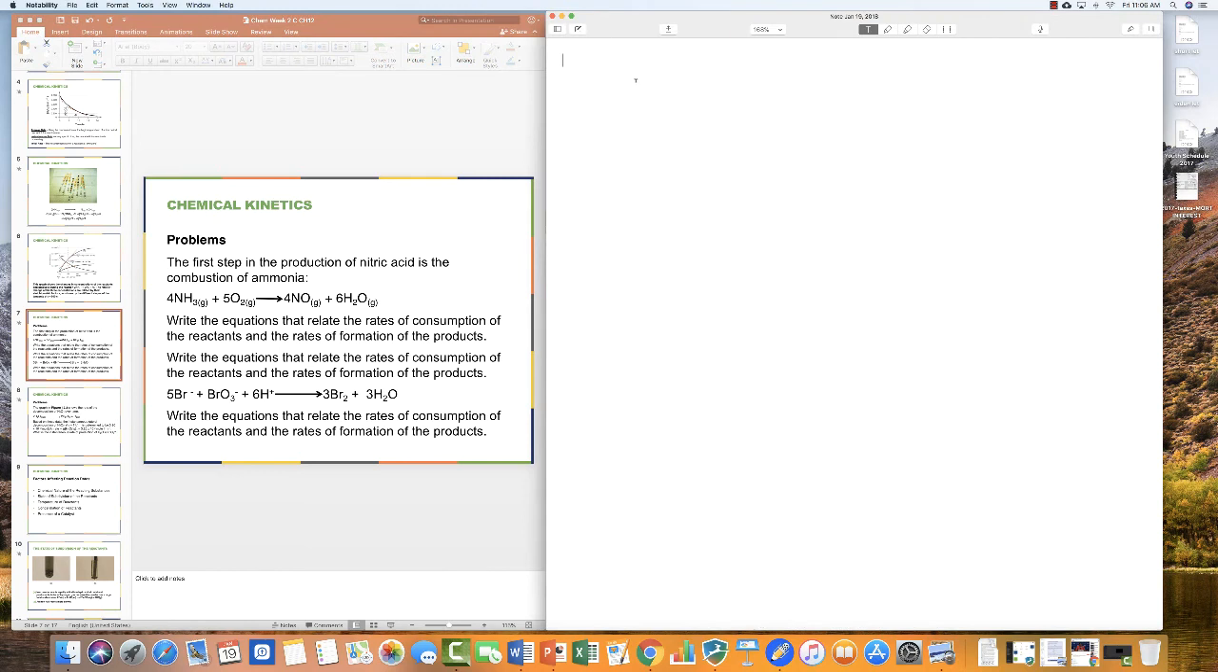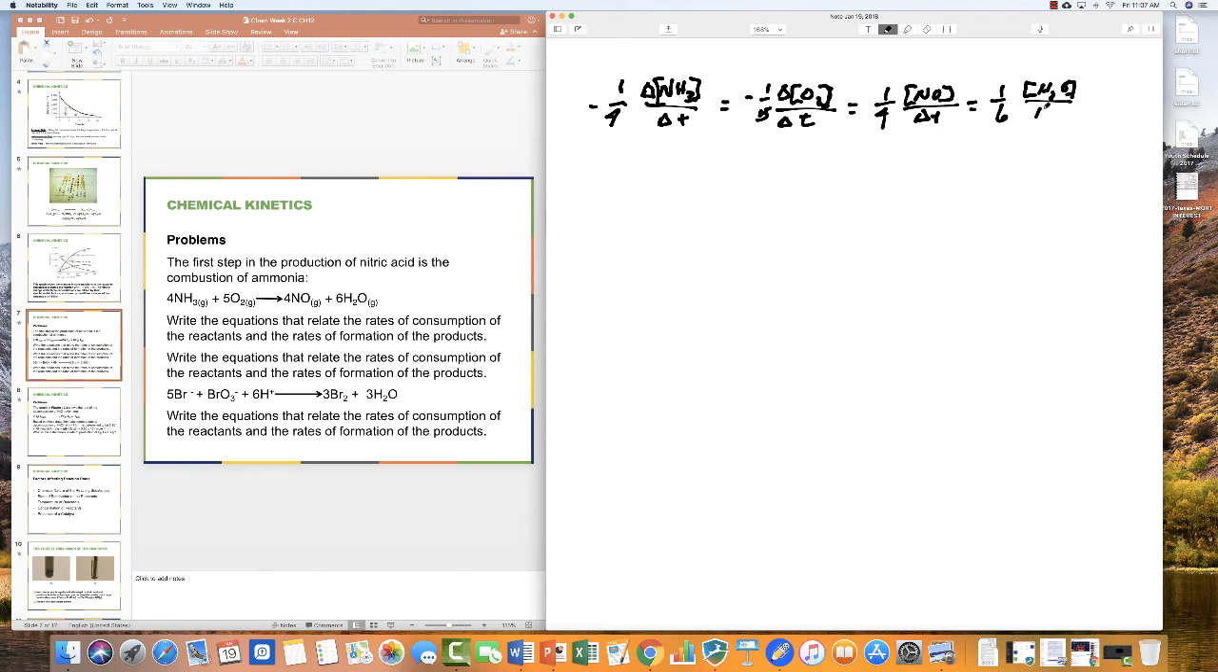So what we would do is, first of all, you know that 1/4 times the change in concentration of ammonia over delta T is going to equal minus 1/5, by the way, this is a minus sign because these two are being decomposed, the change in concentration of oxygen over time, delta T, and that's going to equal 1 over 4 times the change in concentration of nitrogen monoxide, and that's going to equal 1 over 6 times the change in concentration of water over time.